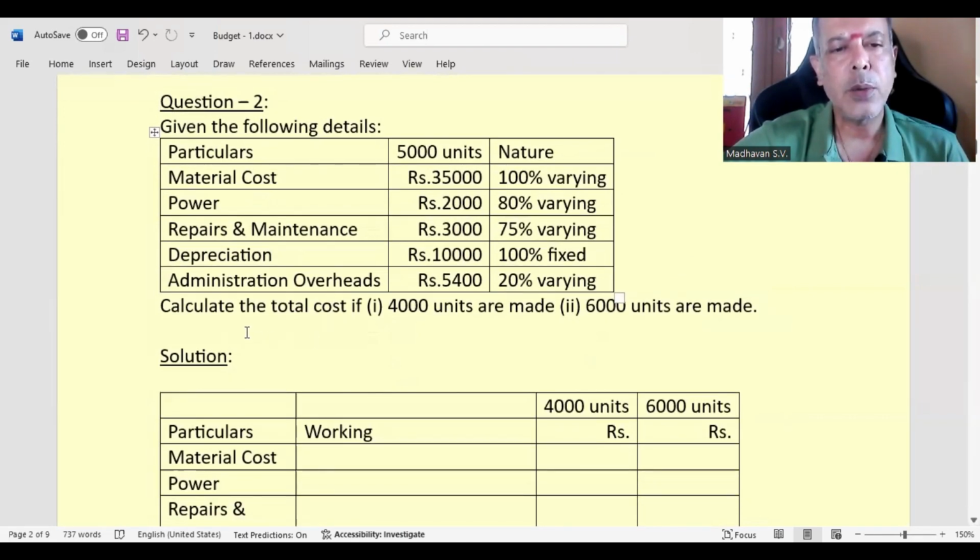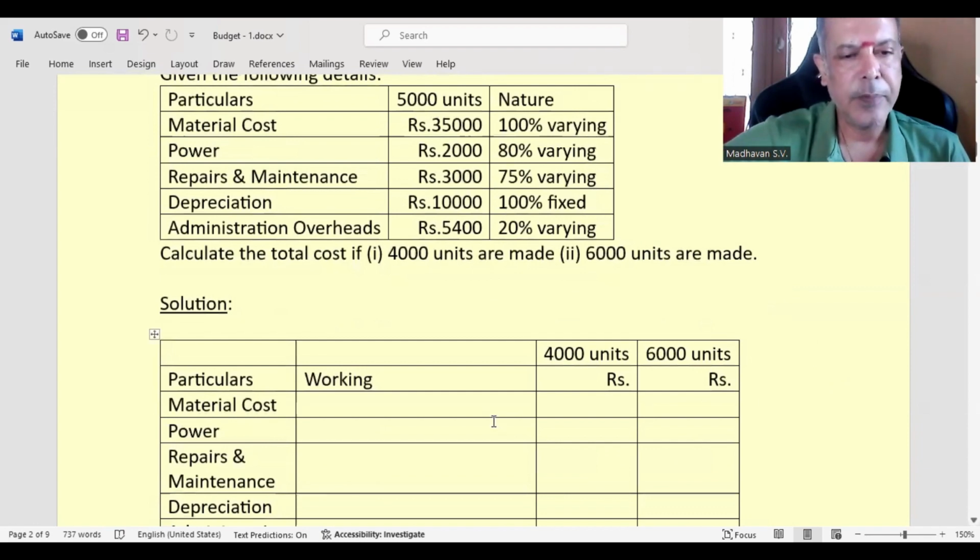We are supposed to calculate the total cost if we manufacture 4,000 units and 6,000 units, these two workings, right? So now material cost. Material cost is 100% varying, which means it is 35,000 divided by 5,000, which is 7 per unit. We have to consider 7 per unit into 4,000, we get 28,000. Here 7 into 6,000, we get 42,000. So material cost is done.